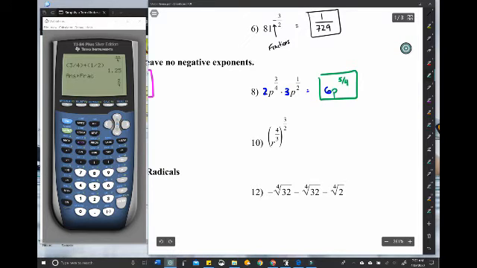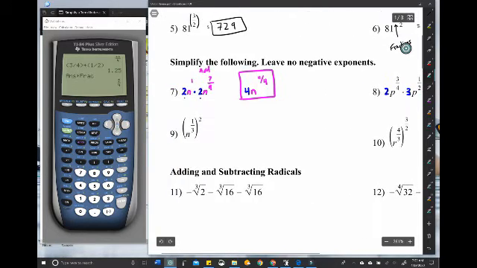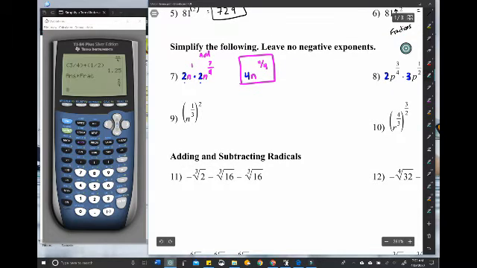Great. The next ones are power to a power. In this case, notice we don't have multiplication, we have it raised to another power. You're going to multiply. And just to be specific, for this problem, 1/3 times 2, that's just 2/3. And to the 2/3.